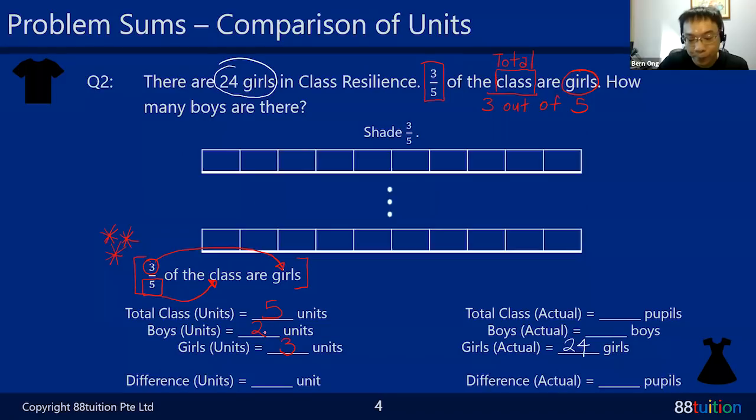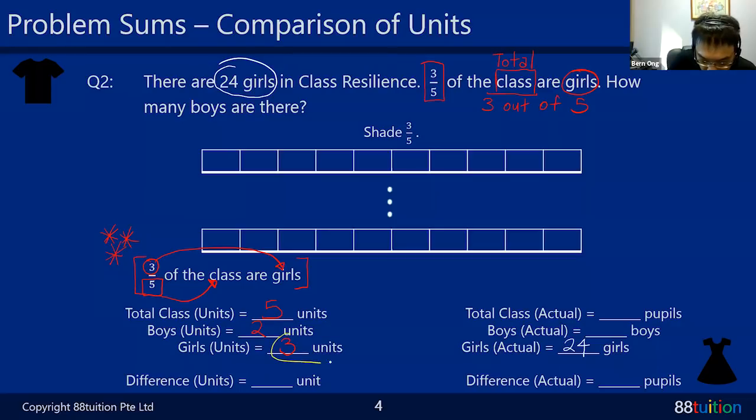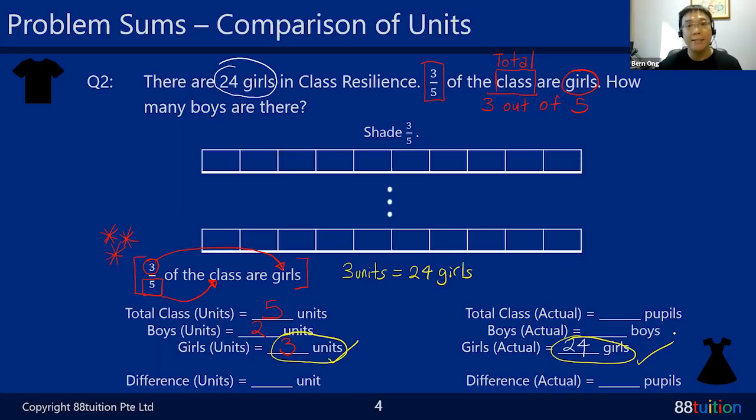So what is the clue? The clue is that there are 24 girls, right? Check this out. I know that there are 3 units of girls. I know that there are 24 girls. So I have girls and girls. Girls and girls means they are the same. So we can say that 3 units of girls actually represents 24 girls. They are comparing the same item, so we can say that they are equal.